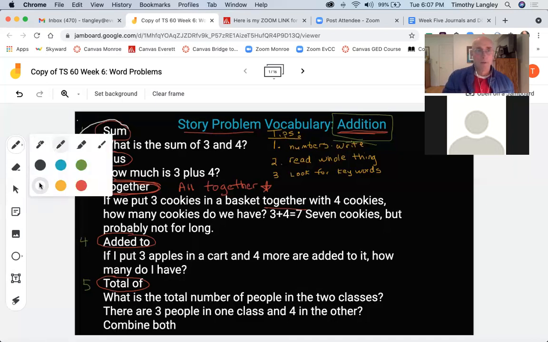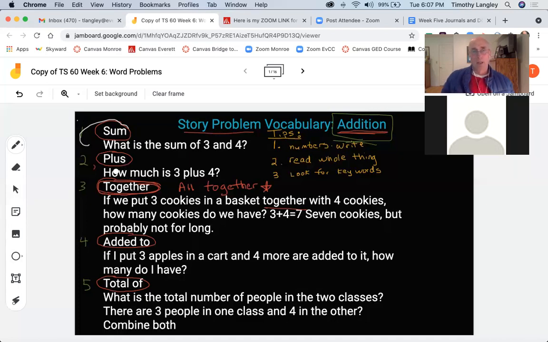So anyway, if they ask you for the sum of something, they're asking you to add up. The word plus is kind of a basic word. If you took this plus that, what does it equal? So sum, plus, the word together. If you want to add that to your notes for addition words, together or all together. You can add that here as I have here, all together. How many would you have all together?